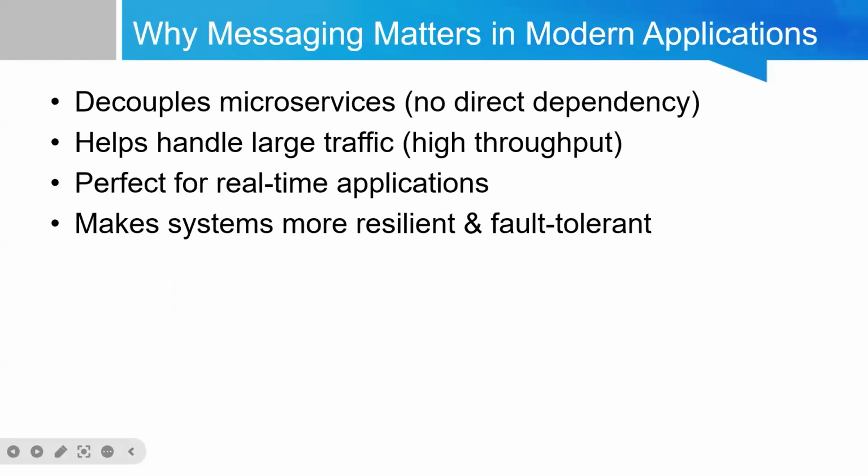So why does messaging matter in modern applications? Okay, because it decouples the microservices, helps with large traffic, is perfect for real-time applications, and makes systems more resilient and fault tolerant. So these are some of the advantages of why modern applications require Kafka.